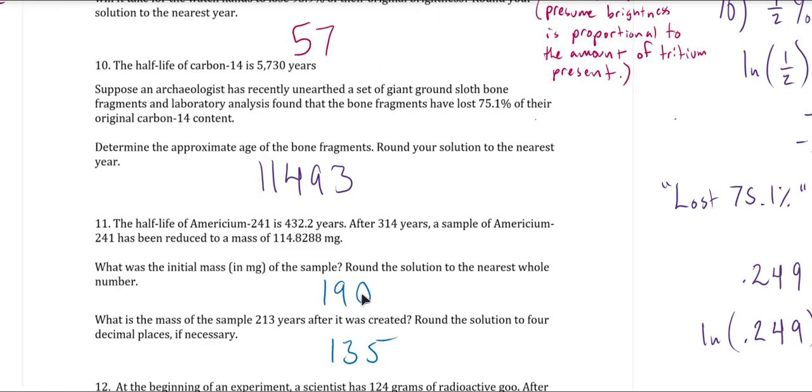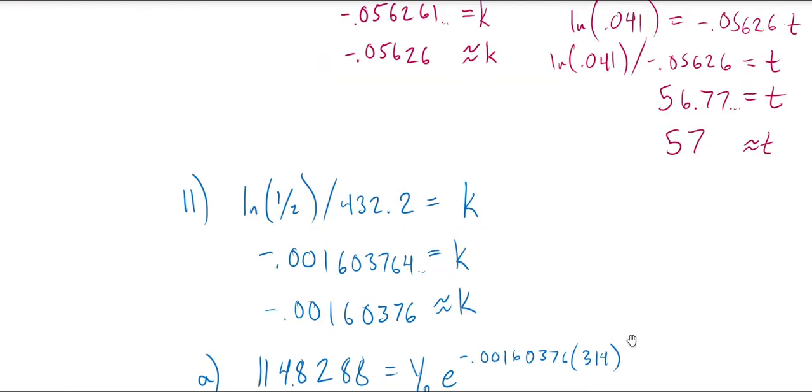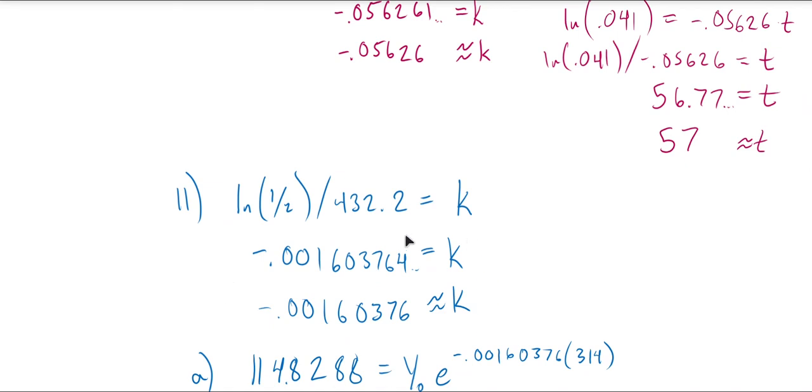Here we have another problem involving half-life. It tells us the half-life of americium-241, which is 432.2 years. Now they tell us that after a certain number of years, the initial amount has been reduced to this amount. What was the initial amount? This is a slightly different question than last time. But we begin the same way, which is by finding the rate constant given the half-life.